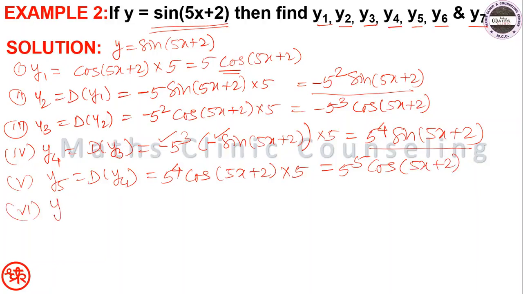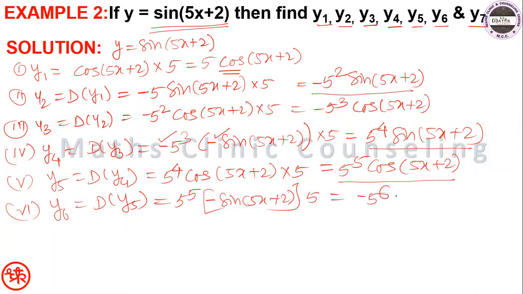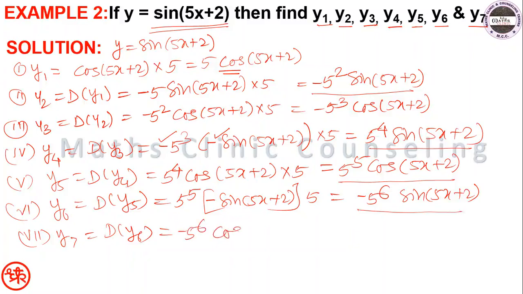Then y6, that is d of y5, that is equal to, now differentiate this, so what is it? 5 to the power 5 into the derivative of cos, which is minus sine of 5x plus 2, into 5. Is that clear? And so it is equal to minus 5 to the power 6 into sine of 5x plus 2. Is that clear? And lastly y7 is equal to d of y6, so minus 5 to the power 6, the derivative of sine will be cos of 5x plus 2 into 5, and so it is equal to minus 5 to the power 7 into cos of 5x plus 2, and this is the answer.